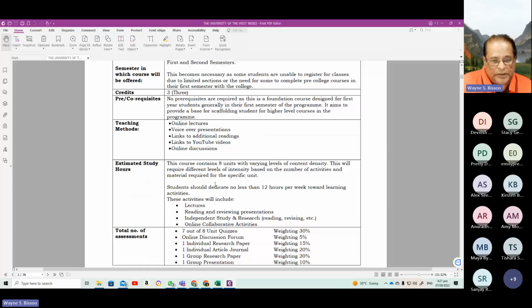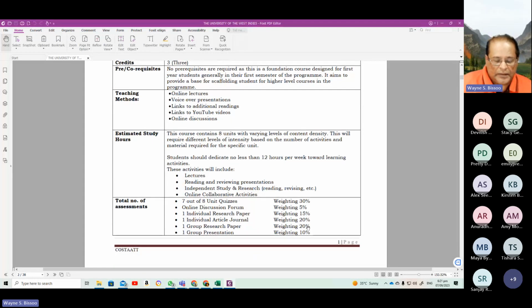The number of assessments. One of the things that people are always concerned with is how the marks are allocated and what activities are associated with actual marks. So the first thing is 30% of your final grade. There are 7 out of 8 unit quizzes, which means there are 8 quizzes altogether, of which I'll take your best 7 scores.